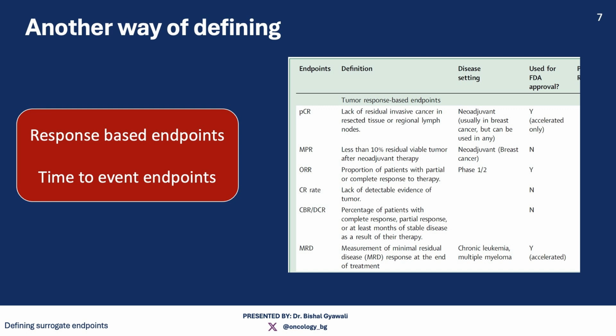And this is important because they are measured and analyzed in a different statistical way. So time to event endpoints are any endpoints that are measured in terms of the time it takes for the event to happen. So overall survival, sorry, we are talking about surrogate endpoints. So disease-free survival, progression-free survival, metastasis-free survival, all of these are time to event endpoints.